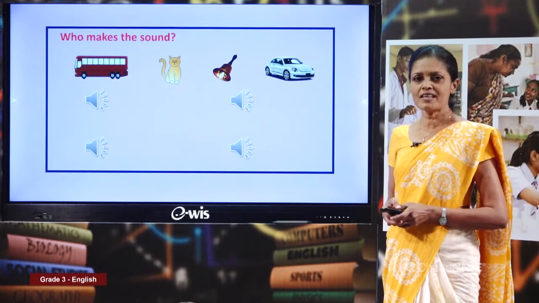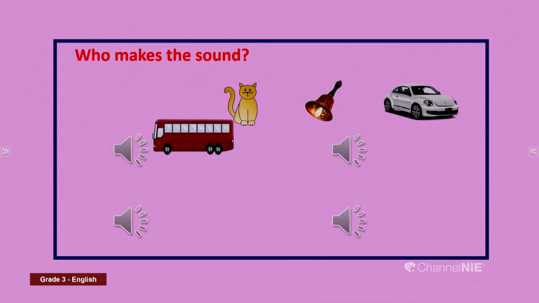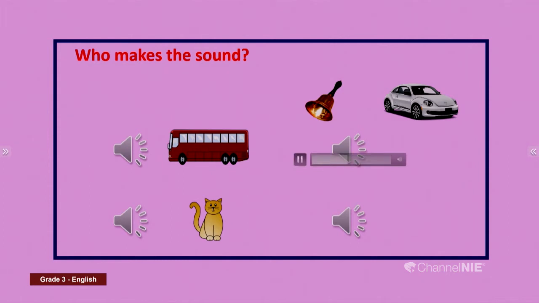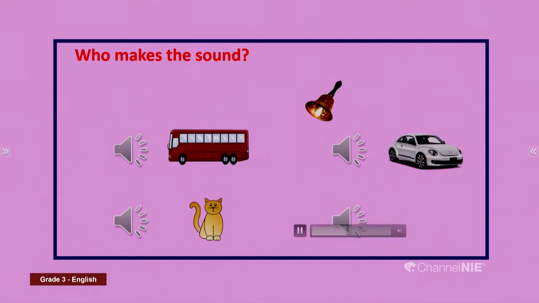Now, children, you are going to hear some sounds. Tell me who makes the sound. Who makes that sound? Yes, bus. Who makes that sound? Cat. Very good. Who makes that sound? Car. Next one. What is it? Bell.